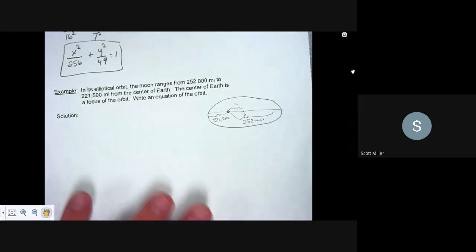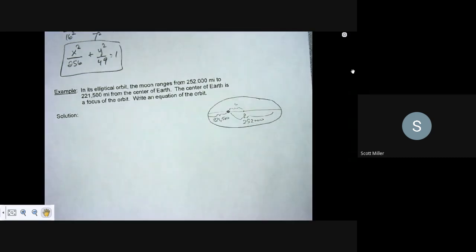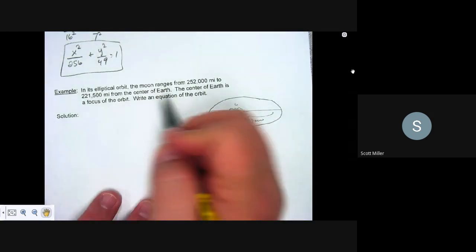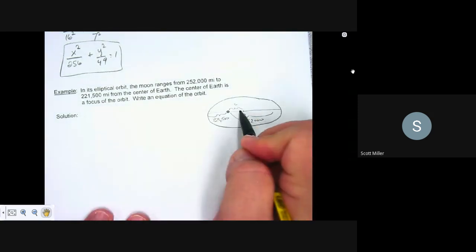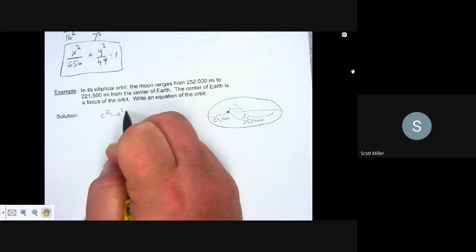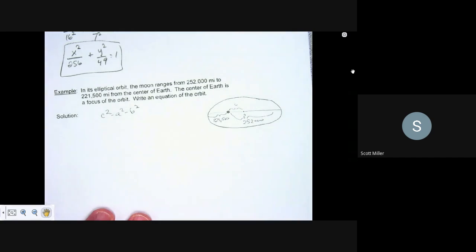So what we need to do is use this information. That's why you always draw a picture. You want to use this information to help us figure out what's going on. We want to find that A and B, so we're going to have to use the C value. We've got to find what C is. And we know that C squared is A squared minus B squared. So we've got to find C to start us off.